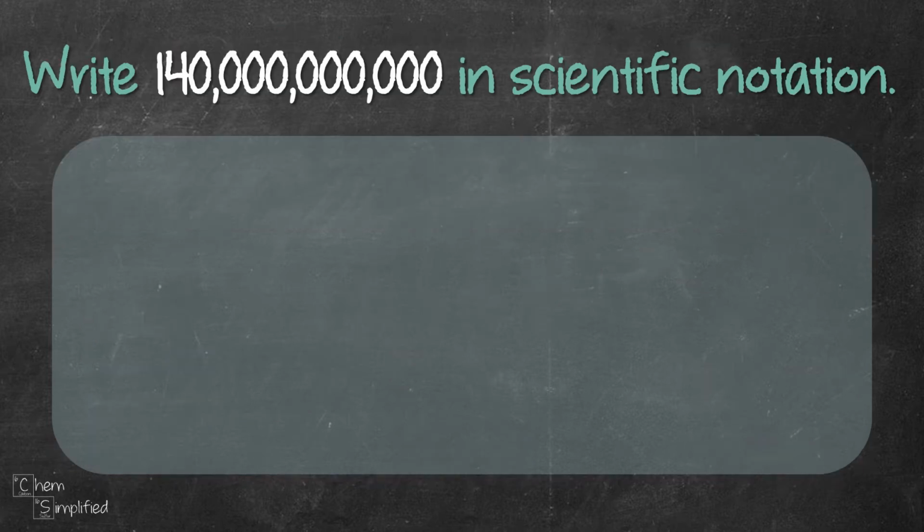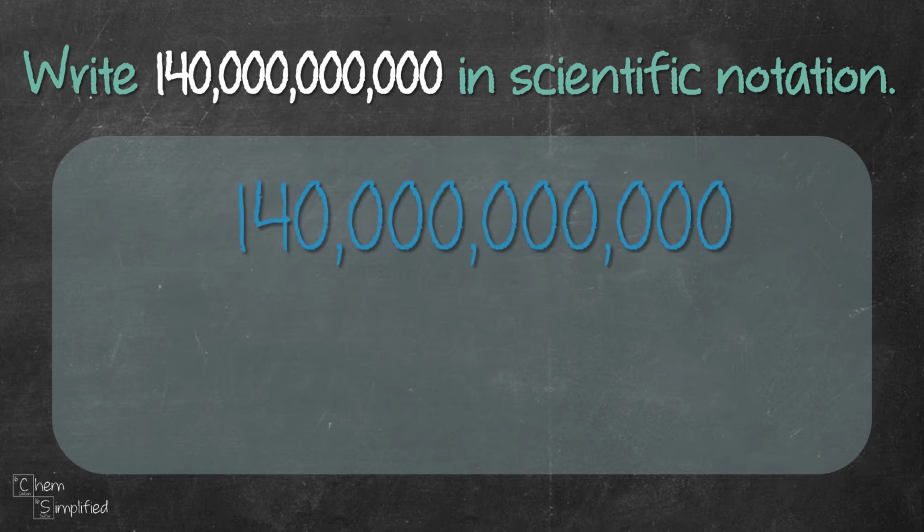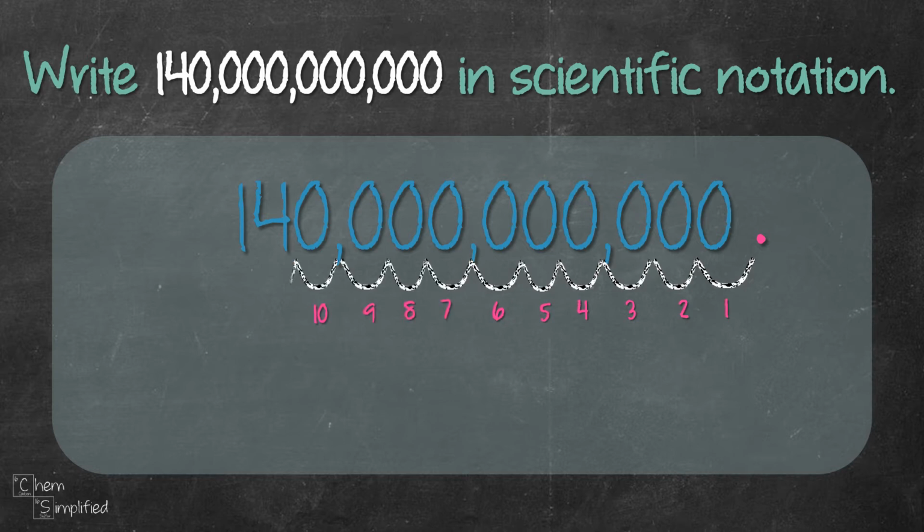Let's convert this huge number into scientific notation. We need to place in the decimal point, which is located all the way at the end of the number. And then we need to move the decimal all the way to the left until there's only one digit right before it. So right now we have 12 digits in front of the decimal, so we need to keep moving it all the way until 1. So in total, we move 11 steps.